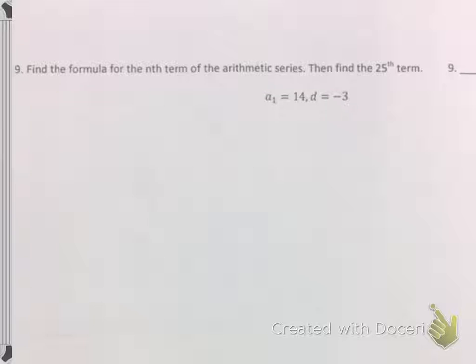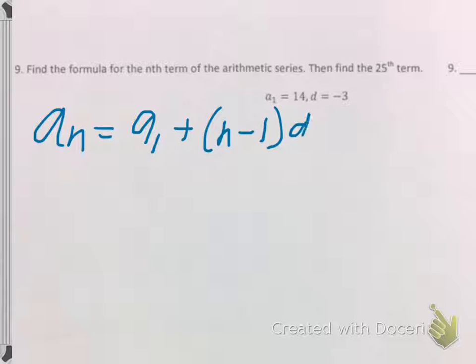This last problem here says to find the formula for the nth term of the arithmetic series, and then it asks you to actually find the 25th term. So we're going to need to grab a formula to do this. So let's look up in our note-taking guide the formula for finding the nth term of an arithmetic series, and let's get that written down. Alright, the formula says the nth term is equal to the first term plus n minus 1 times d. Now I have my A1 value and I have my d value.